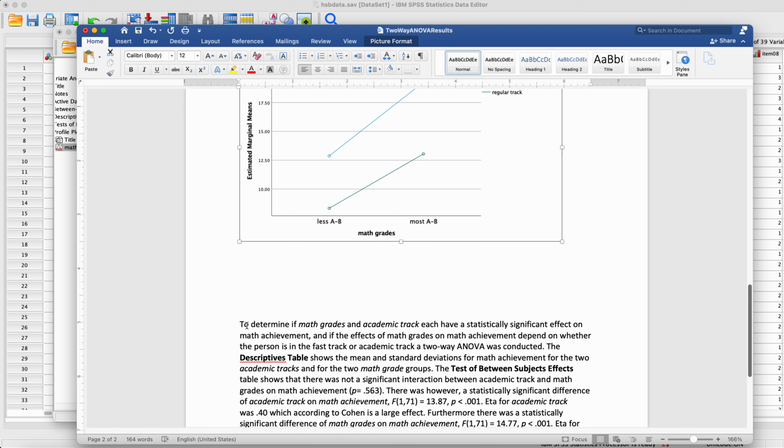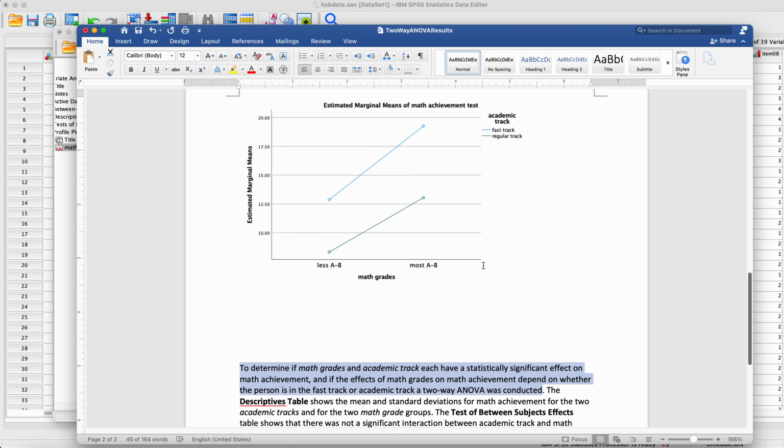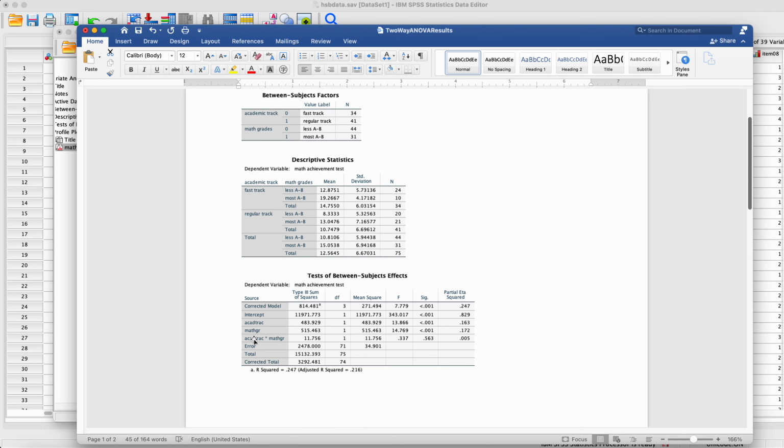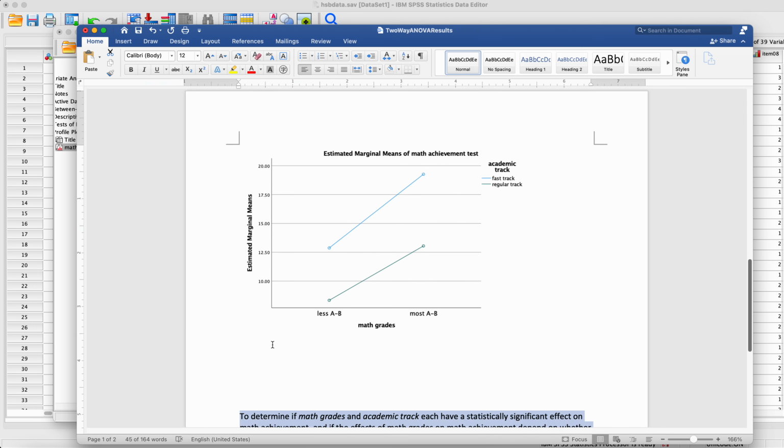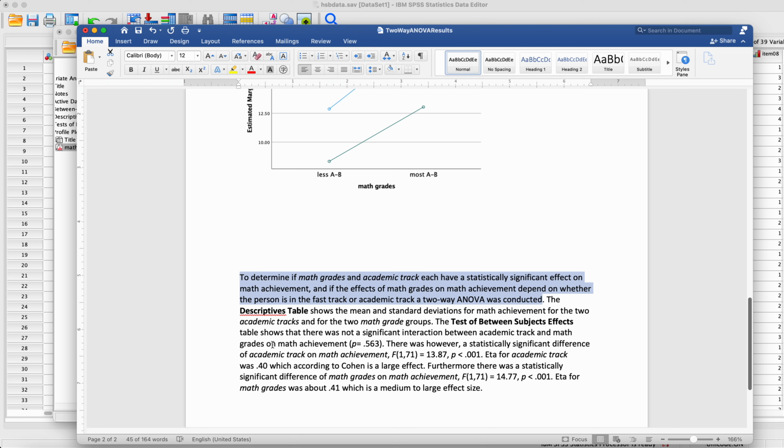When you're actually working on the write up, the first sentence in the two-way ANOVA is going to be your research question stated as a declarative sentence. So it's going to be just stating the research question. Because now that we have multiple tables and variables in play, we need to be really clear with what we're actually looking to do so that people aren't distracted by different things in the table.